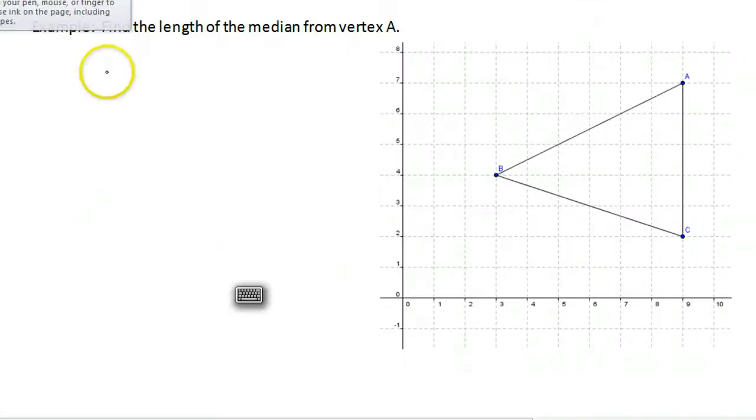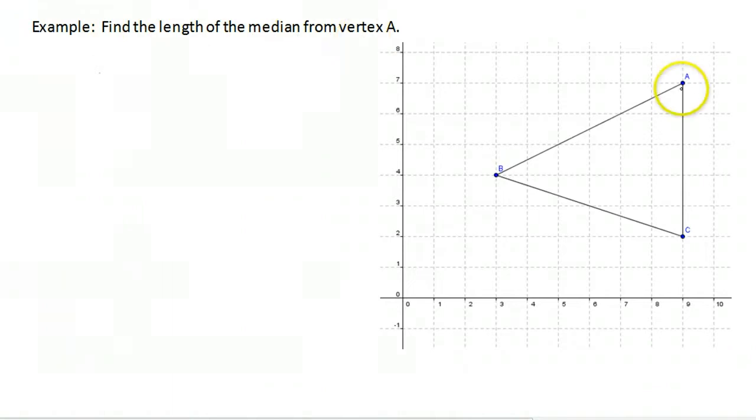So the problem is: find the length of the median from vertex A. So here's vertex A, and the median is the line made by connecting the vertex to the midpoint of the opposite side. I can count the midpoint right off the graph. Remember, the midpoint is finding the half of BC. If I draw a picture here, I'm going to simulate the rise over run of this. When we derived the midpoint, we realized that since we're halving the length of a line segment, if we halve the rise and halve the run, we're going to end up at that midpoint.